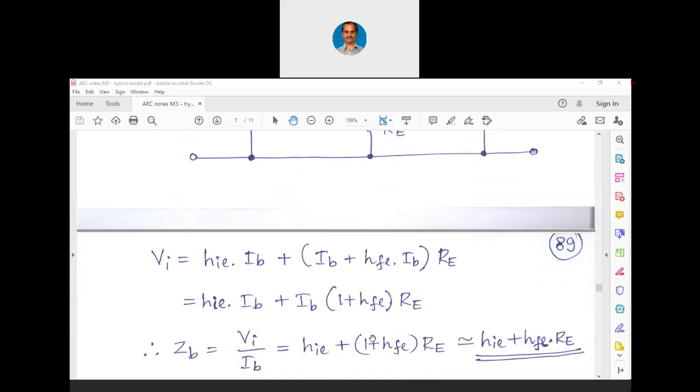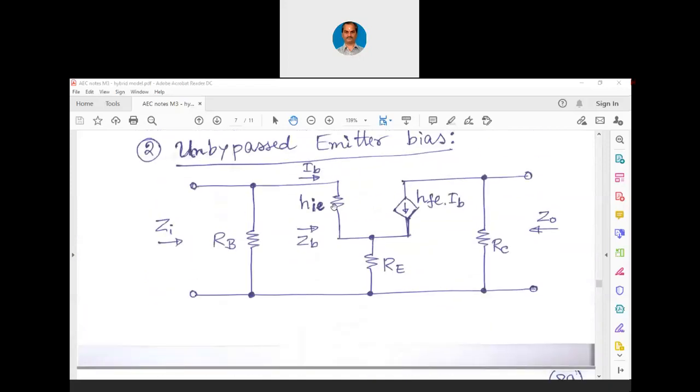Now let us find out ZB, that ZB is the input impedance at the base. Later on we can write Zi as RB parallel with ZB. I hope you get it. Input impedance is RB parallel with this whole network at the base. Let us call this as ZB, impedance at the base. Then impedance at the base in parallel with RB is going to be Zi.